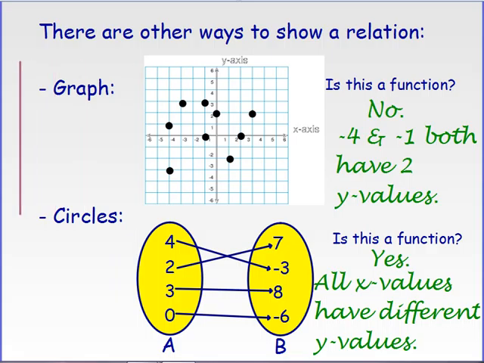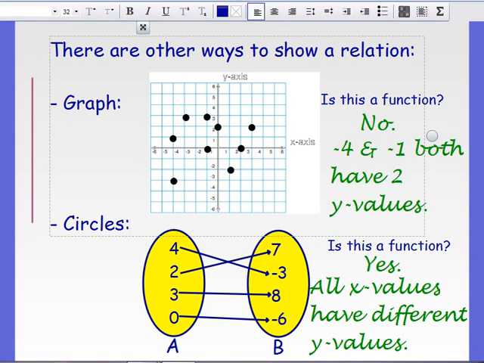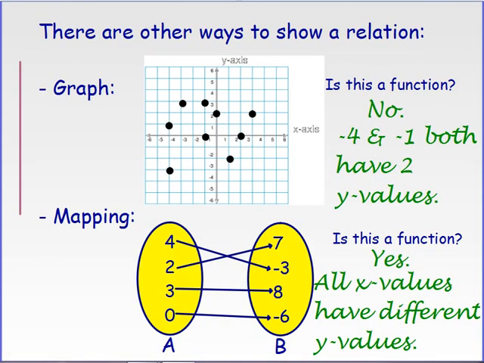These ovals down here, that's called mapping. So we're actually going to change that word right there from circles to mapping. Now, the first circle is my domain. Normally, I would put that in order least to greatest. The second circle is my range.